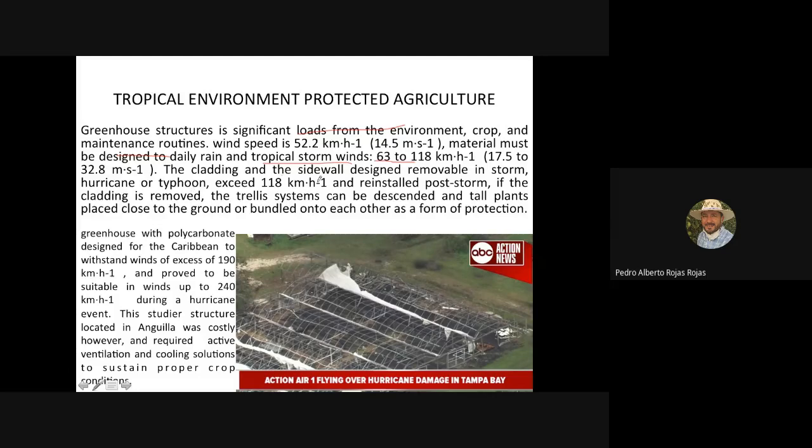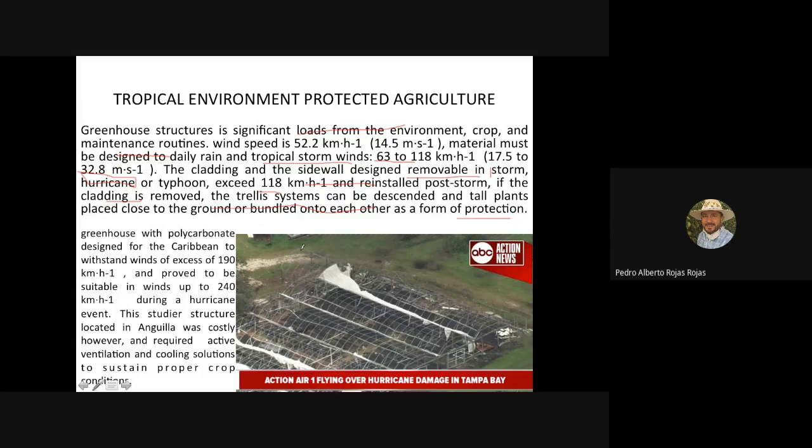So the cladding and the sidewall are designed to be removable in case of a storm or a hurricane. So if the winds exceed 108 kilometers per hour, you are able to disassemble the greenhouse windows and also remove the cladding and the trellis system of the crop, and lower the tall plants close to the ground or bundle them onto each other as a form of protection.